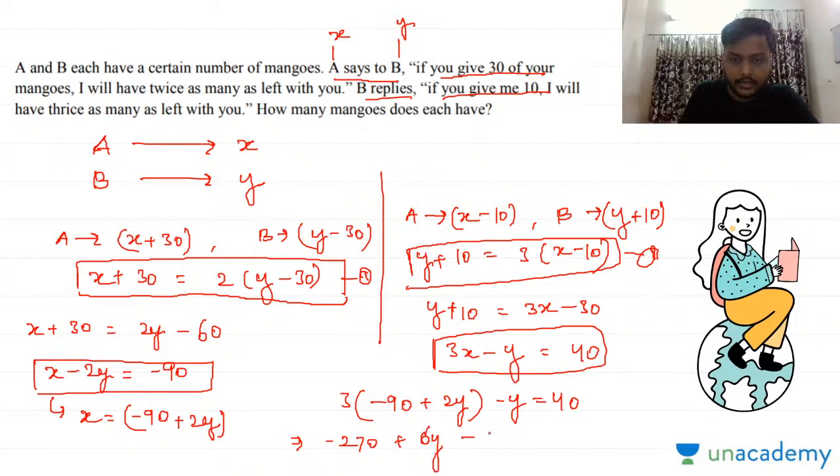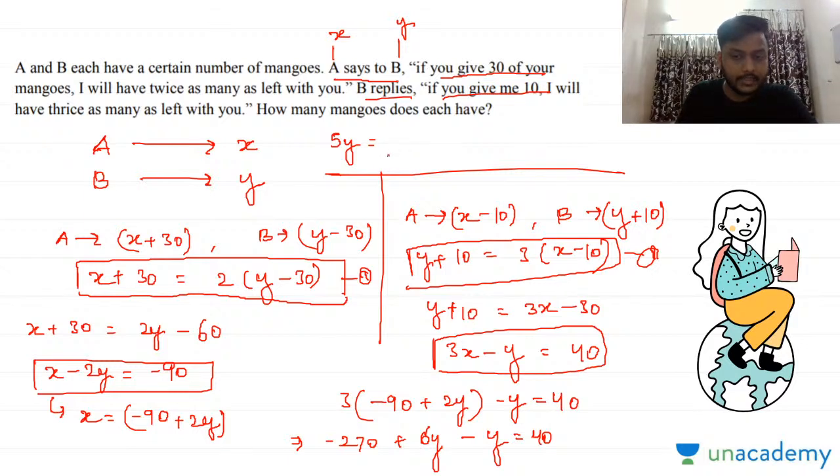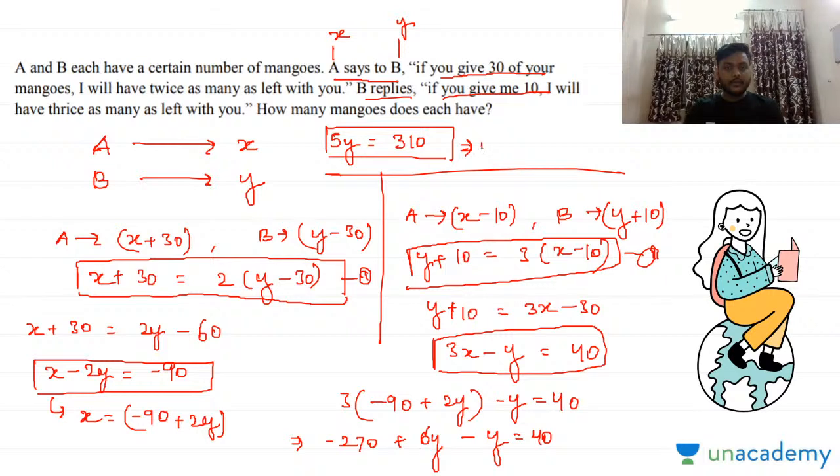Then you have minus y equal to 40. I'm doing it here now. This will give you what, guys? This will give you minus 270. So 5y will be equal to 40 plus 270, and 40 plus 270 is 310. This is going to be your 5y. Clear? When this is your 5y, your y will come out to be what?